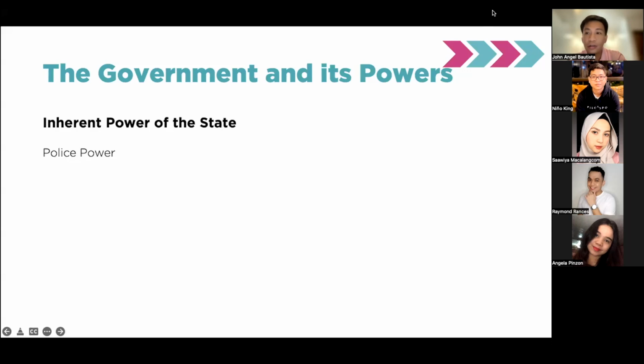You'll realize that government is just one of the elements of a state, no? Meron tayong people, sovereignty, territory, and then you have your government. That is just one element of the state, no? Yung state has three inherent powers. Meron tayong police power. Basically, the police power is more on the regulation of human conduct.